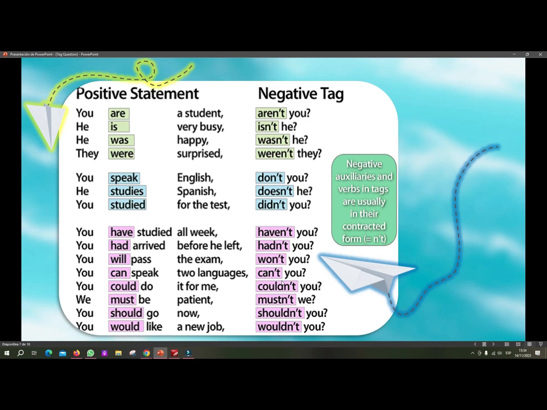Also, you can use modal verbs, right? And in the tag question, you can use the modal verb also, right? So you could do it for me, couldn't you? Or we must be patient, mustn't we? You should go now, shouldn't you? You would like a new job, wouldn't you? Right? So, negative auxiliaries and verbs in tags are usually in their contracted form, right? So don't forget these guys.